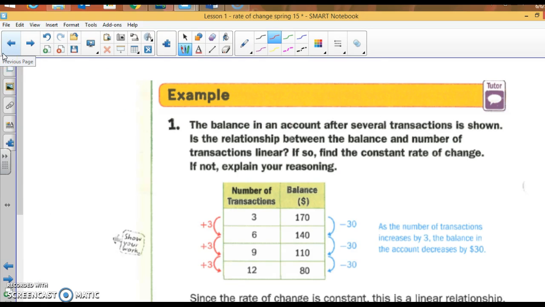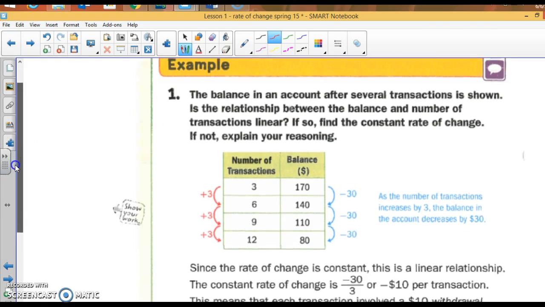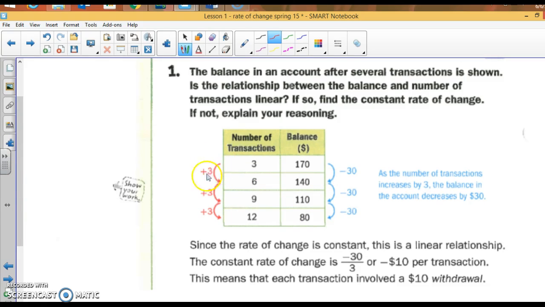Alright, let's take a look at this one. The balance in an account after several transactions is shown. Is the relationship between the balance and the number of transactions linear? If so, find the constant rate of change. So, if we look at the rate of change, the x values here, this will be x, this will be y, they are going up by 3. The y values are going down by 30. So, our rate of change is going to be change in y, or delta y, over delta x. Change in y over change in x is negative 30 over 3, which is negative 10 dollars per transaction. So they're basically taking $10 out per transaction, a $10 withdrawal.